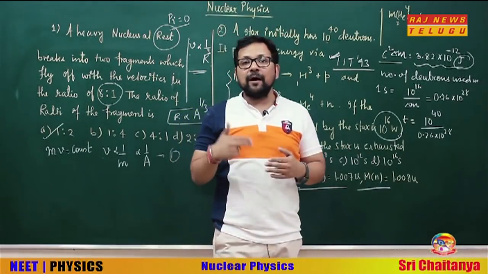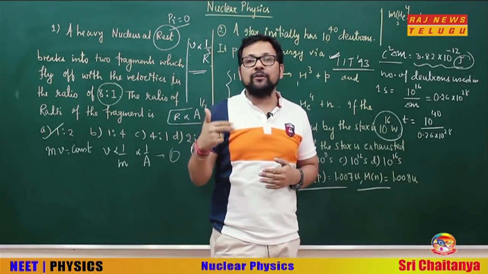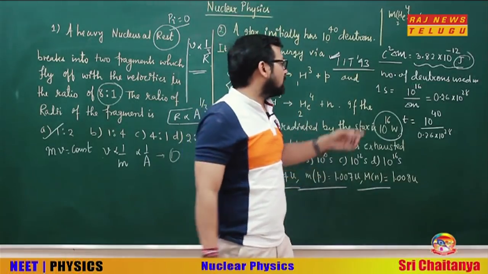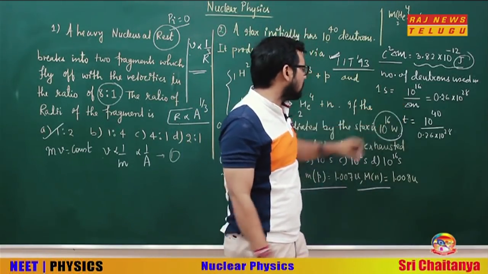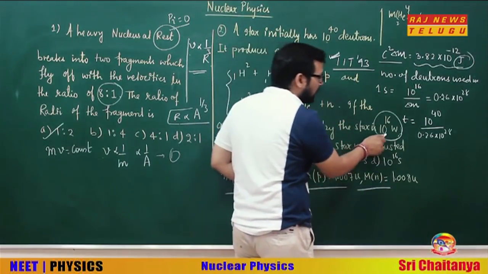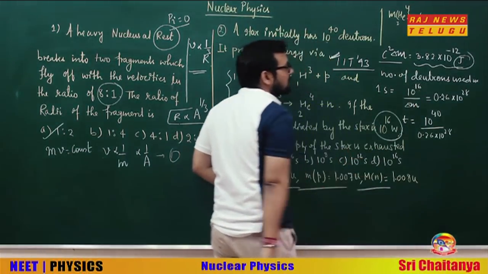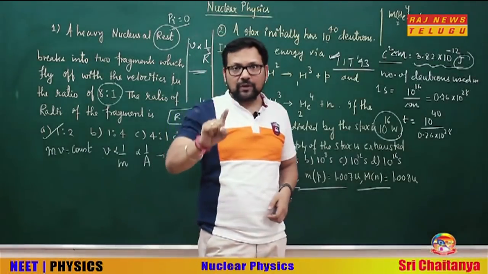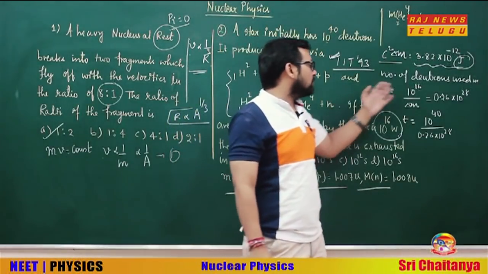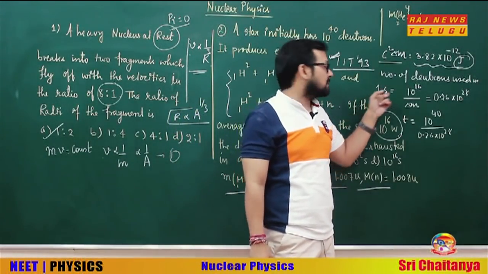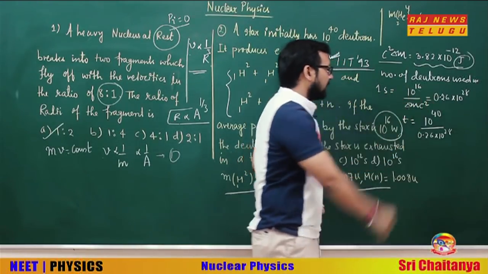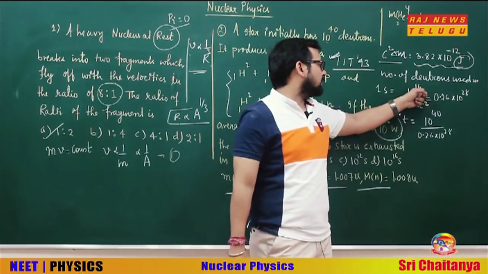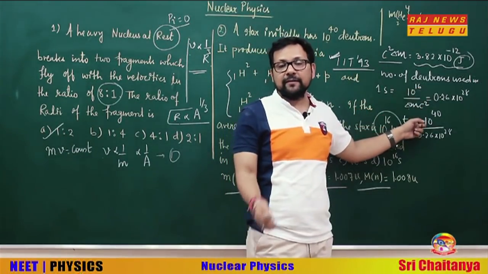Now what is the power? 10 raised to power 16 watt, joule in 1 second. So see, in 1 second, how many deuterons are there? This is 10 raised to power 16 joule in 1 second. So number of deuterons used is 10 raised to power 16 upon this energy delta M C square. This energy 10 raised to power 16 is the power upon energy.